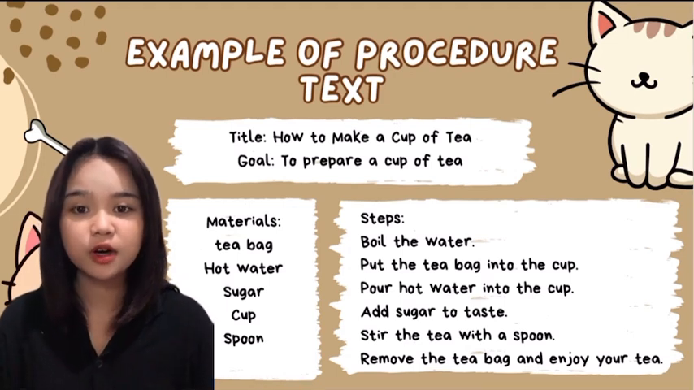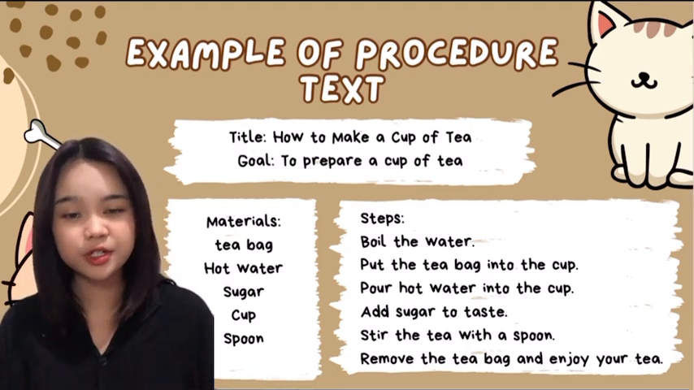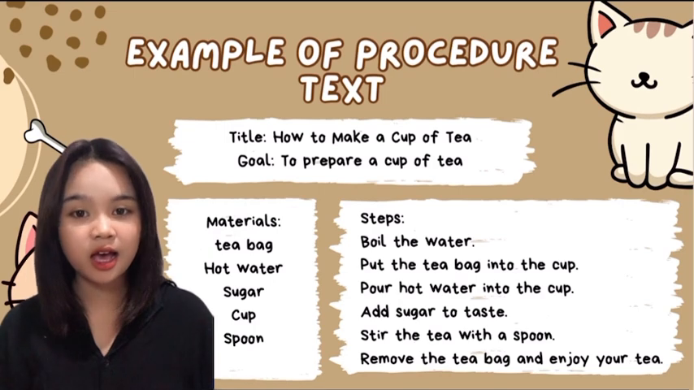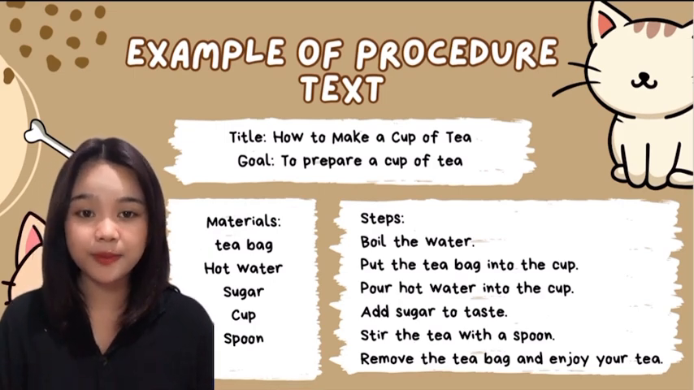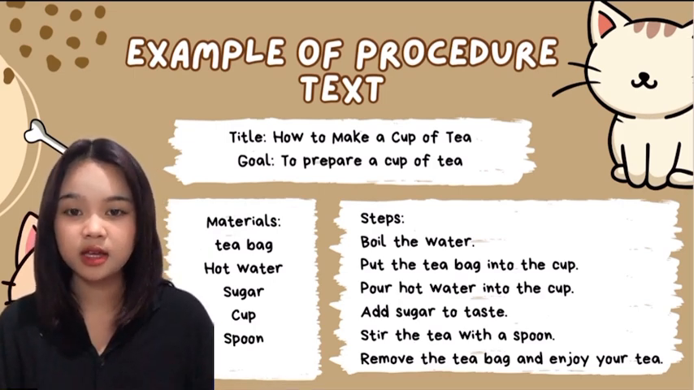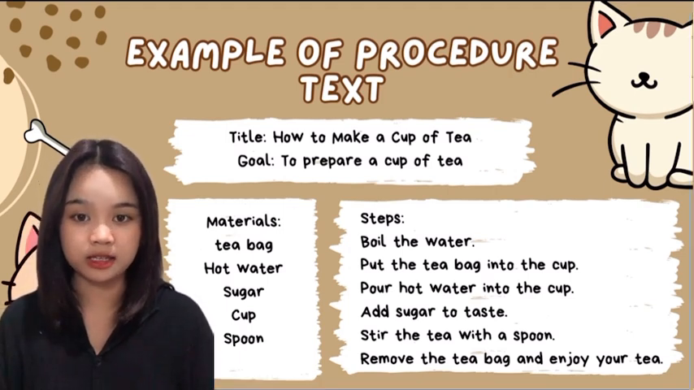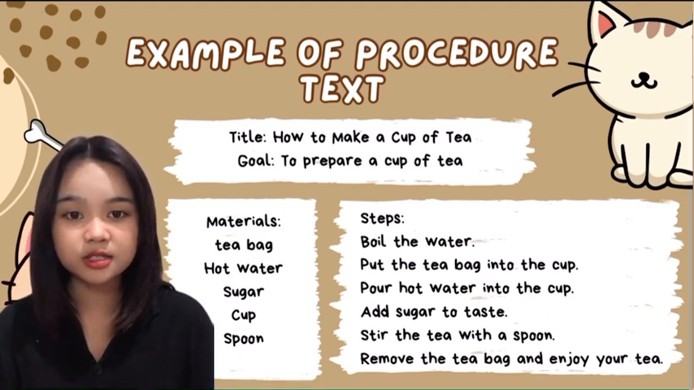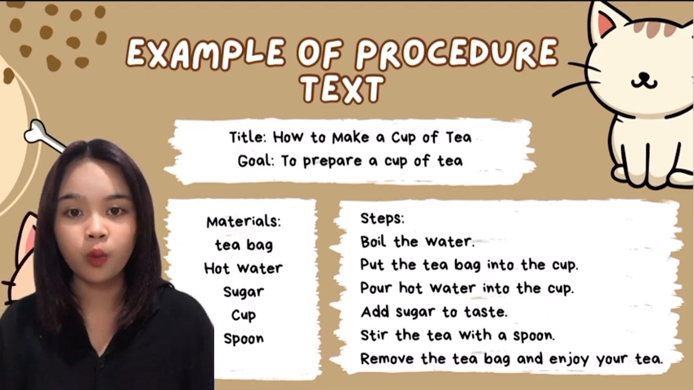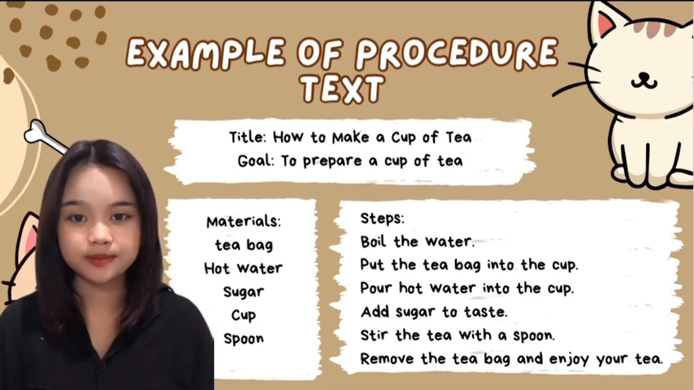Now, I will give you a simple example of a procedure text. How to make a cup of tea. The goal is to prepare a cup of tea. The materials we need are one tea bag, hot water, sugar, a cup, and a spoon.